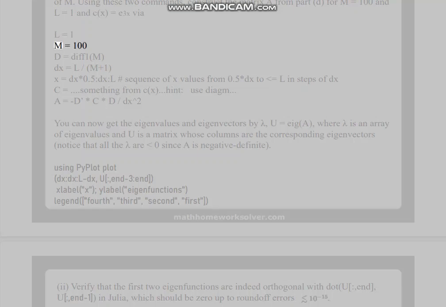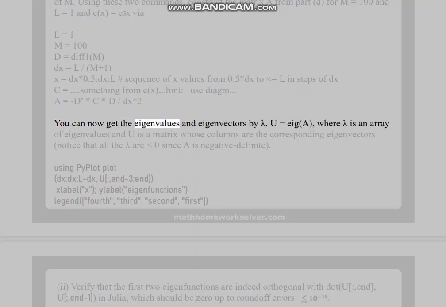L equals 1, m equals 100, D equals diff1(m), dx equals L/(m+1), x equals dx*0.5:dx:L, a sequence of x values from 0.5 times dx to L in steps of dx. C equals something from c(x), hint: use diagm. A equals -D'*C*D/dx^2.